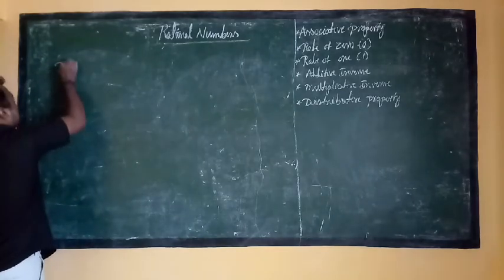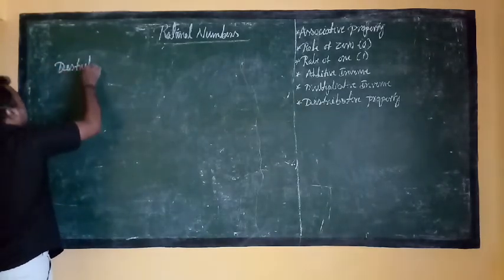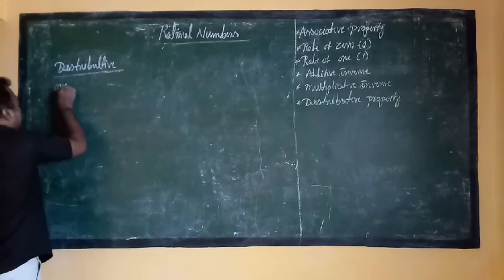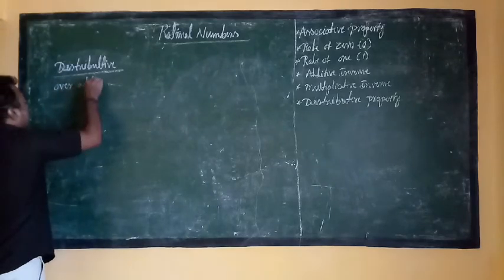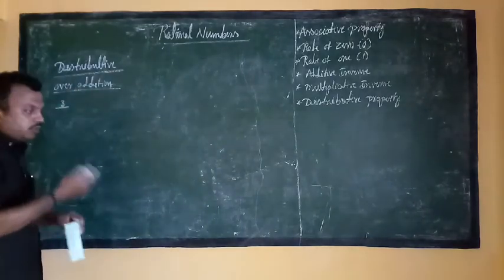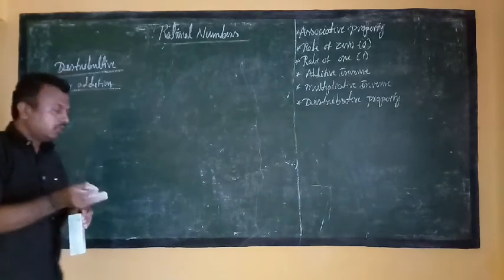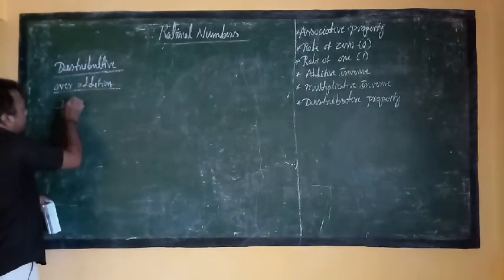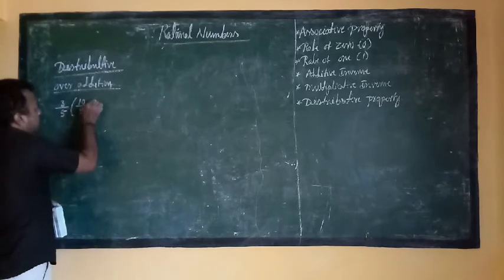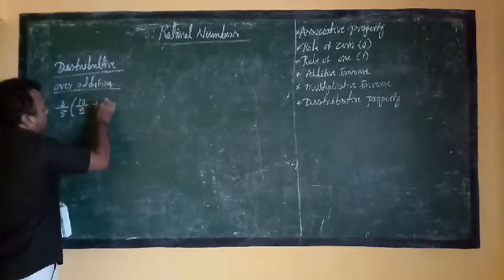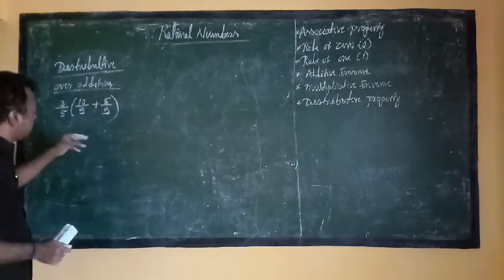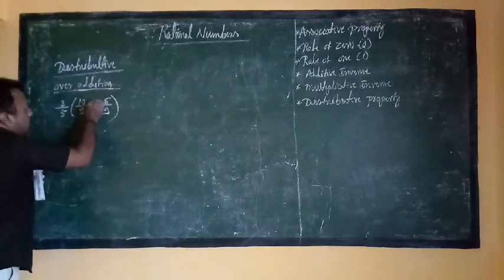See, distributive property over addition. First, over addition. See, one example I will take. What is the meaning of distribution? Distribute means to share out, correct? 3 by 5 into 10 by 9 plus 5 by 9. Okay, 10 by 9 plus 5 by 9. So over the addition, I will take the over addition. Therefore, I will put over addition.